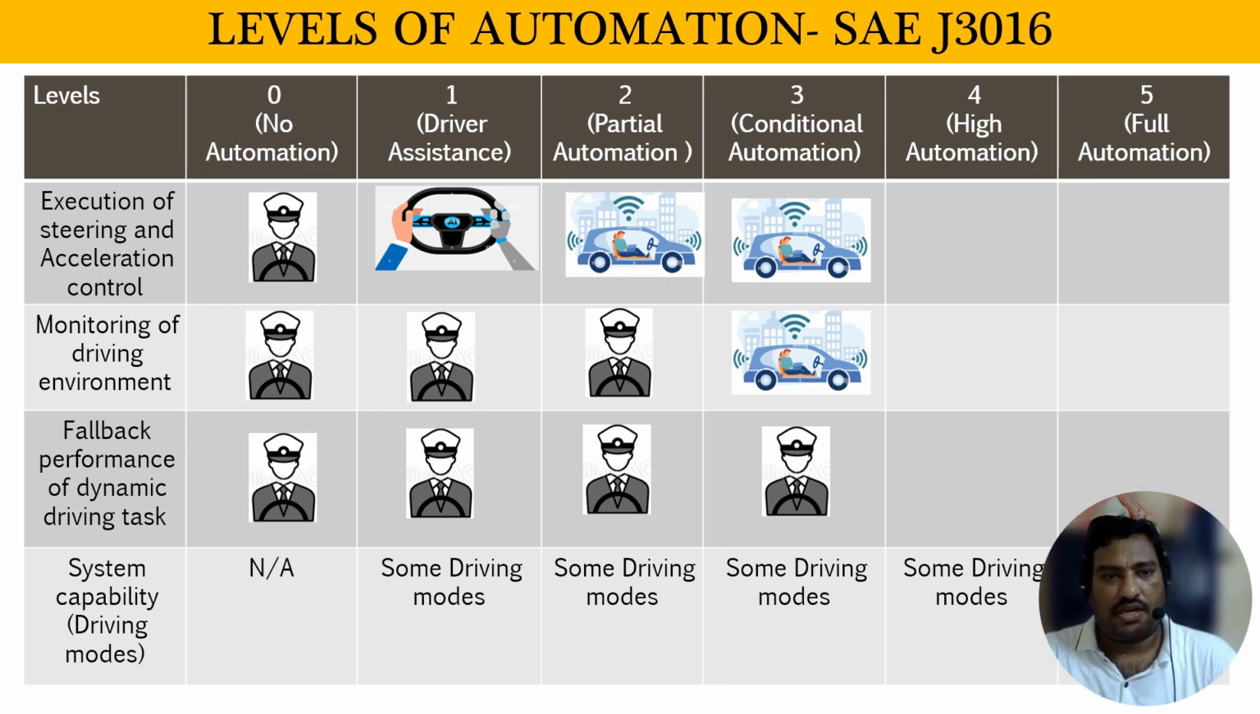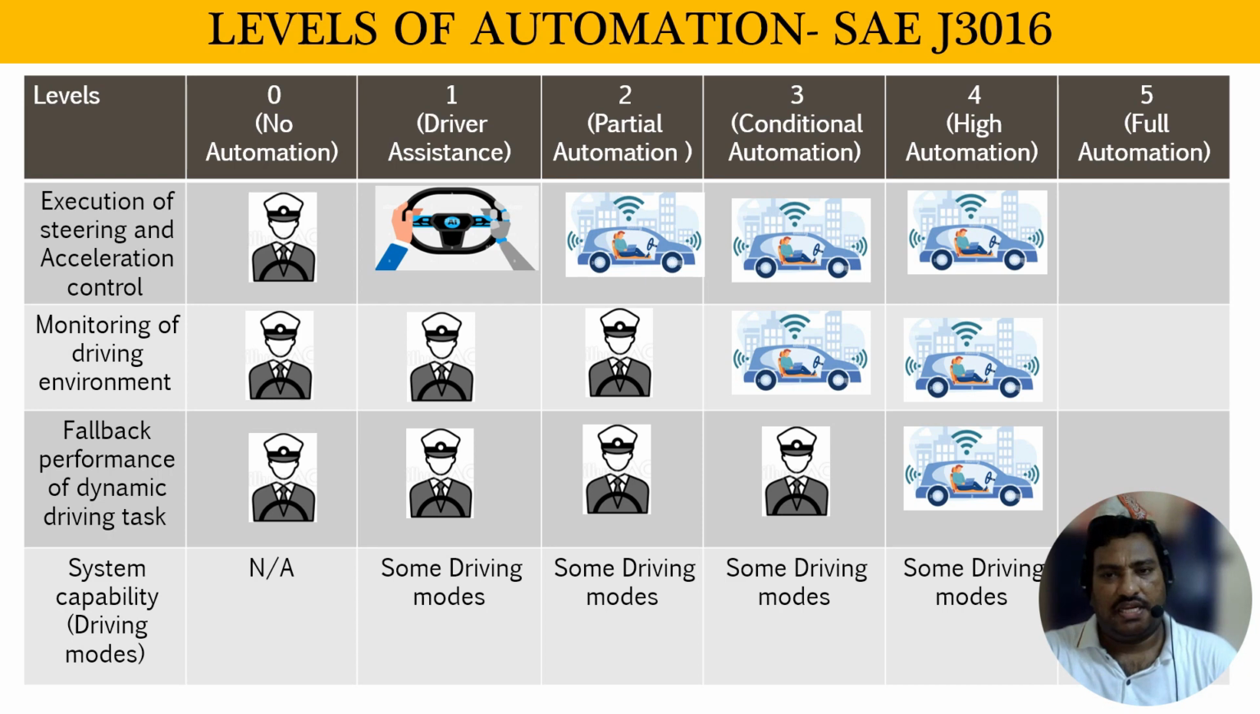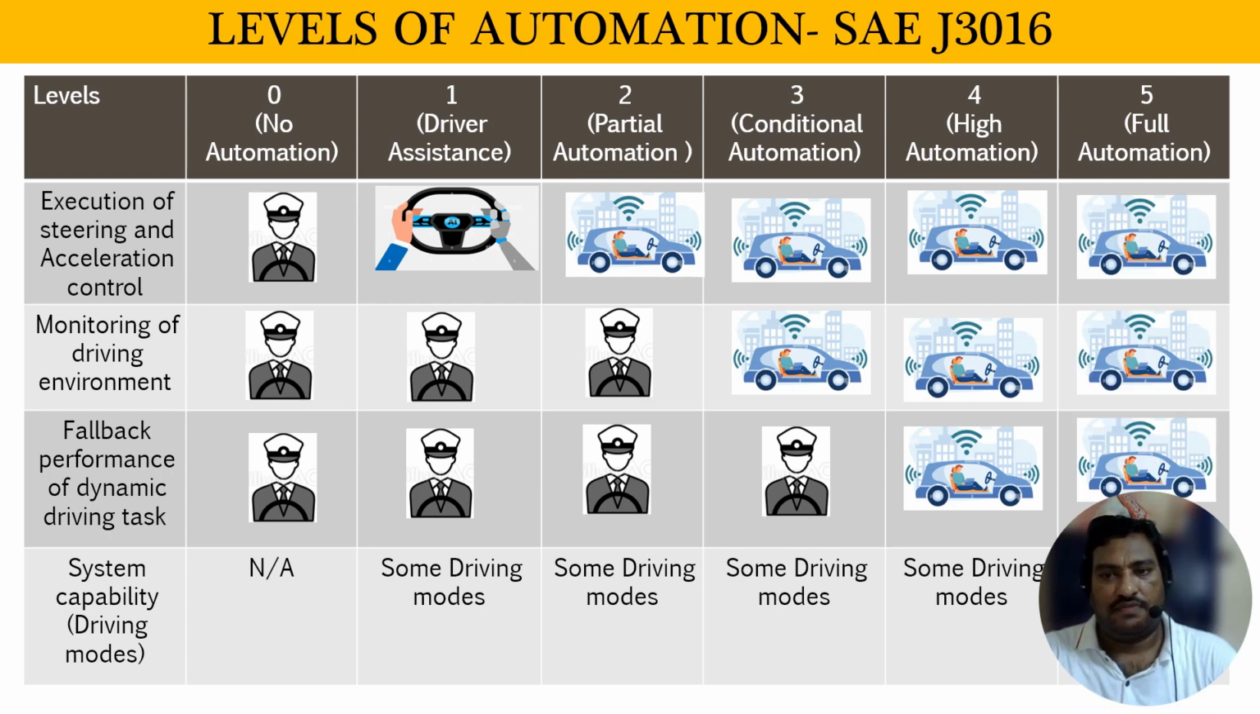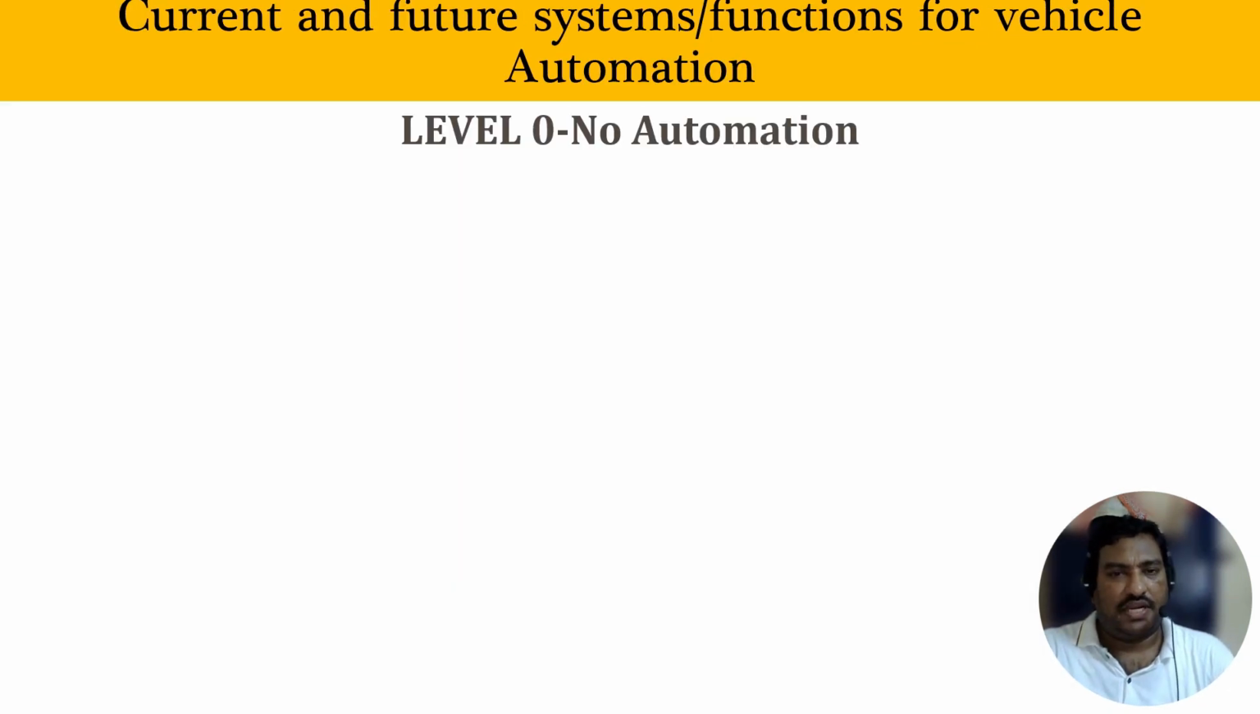In conditional automation, steering, acceleration and environmental monitoring are done by the system, and dynamic tasks are done by the human driver. For high automation, most of the tasks are done by the system itself. In full automation, all the tasks as well as all the driving modes are done by the system itself, that is the robotaxi.